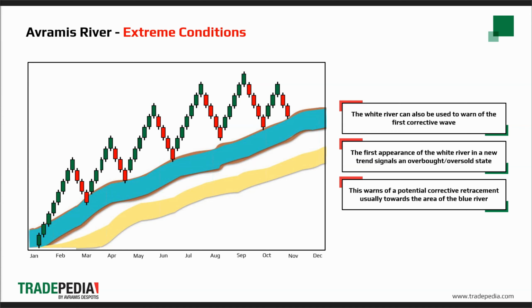For extreme conditions, the White River can be used to warn of the first corrective wave. The first appearance of the White River in a new trend signals an overbought or oversold state. So when you see the first appearance of the White River in a new trend, it means it's overbought or oversold. This warns of a potential corrective retracement, usually towards the area of the Blue River.